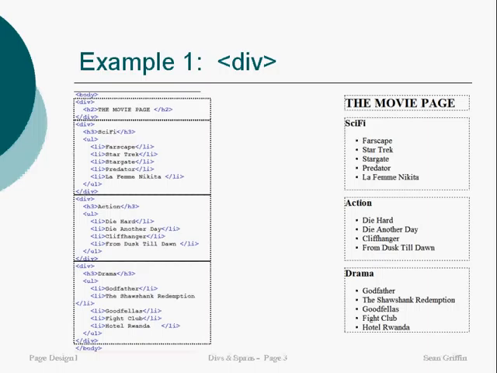Here's an example of how to use the div tags. Look at the right column. We have a movie page. We have these natural categories, sci-fi, action, and drama. And if you want to break your page up into these categories, you can put a div around specific content that belongs to each of these categories. For example, the sci-fi and all of its movies has a div around it. The action has a div around it, and the drama has a div around it.